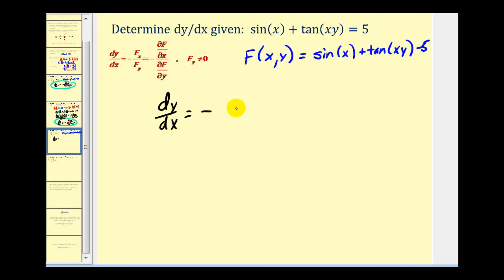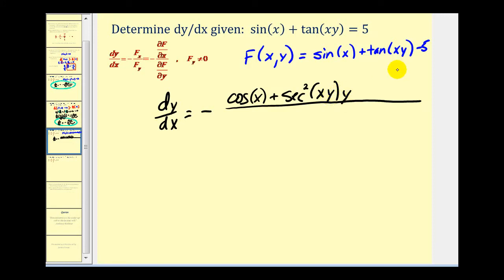equals the opposite of this fraction, where the numerator is the partial derivative with respect to x. So we're going to have cosine x plus, so the derivative of tangent xy is going to be secant squared xy times u prime. Derivative of xy with respect to x is going to be y. Then of course derivative of 5 would be 0.